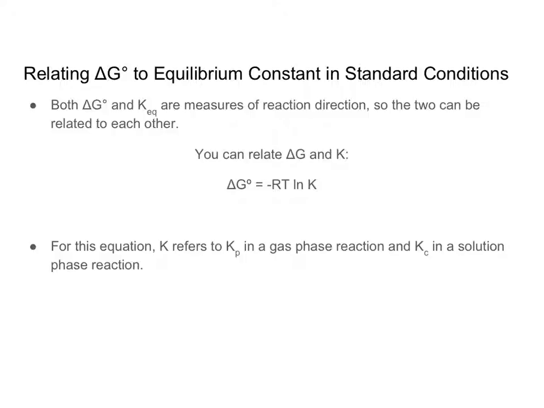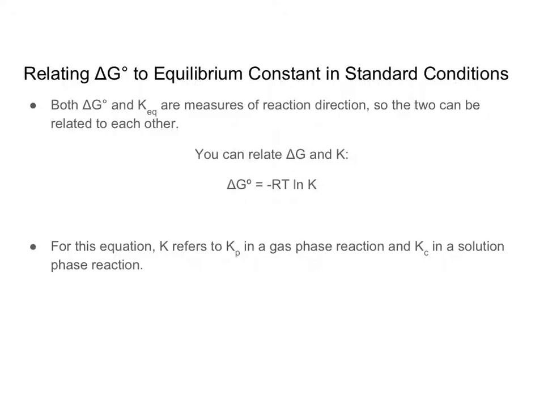Now, the free energy change related to the equilibrium constant at standard conditions. We've used the equilibrium constant earlier. We calculated it, and we did a lot of fun things with it. But now we have to see how the free energy and the equilibrium constant are related. It measures the reaction direction, so the two can definitely be related to one another.